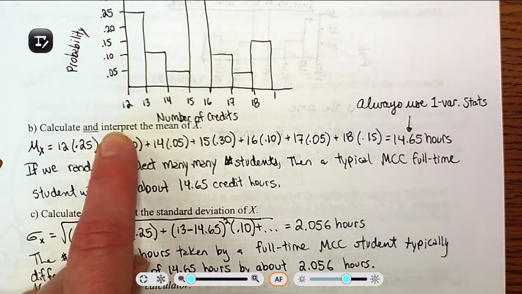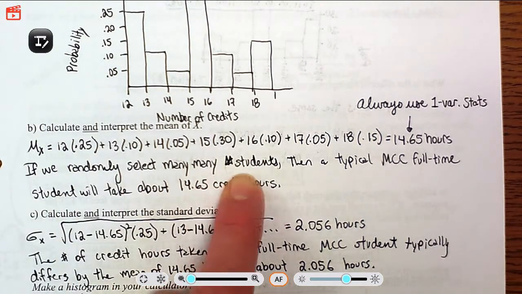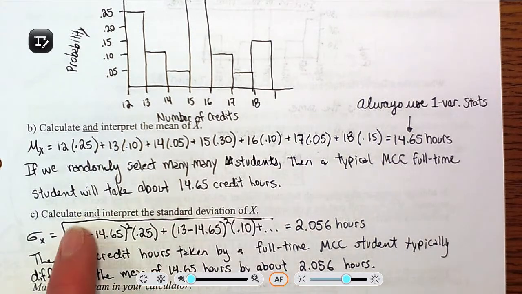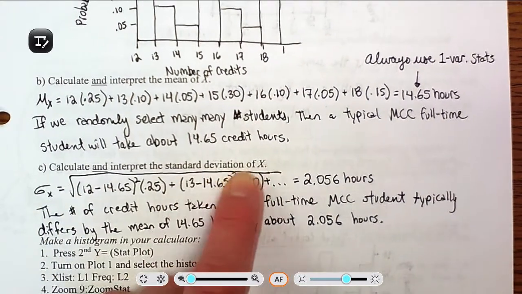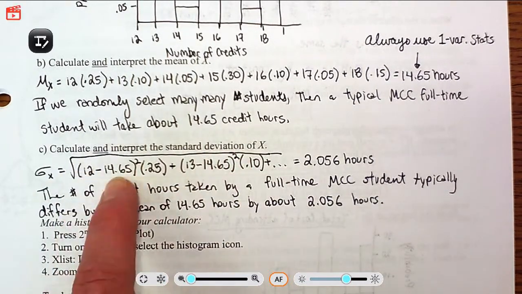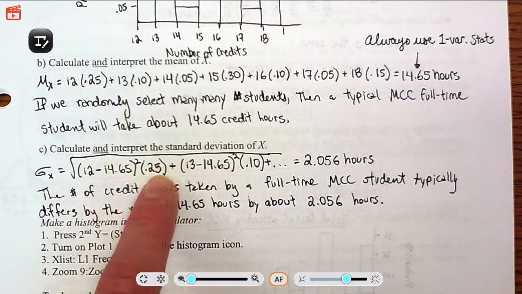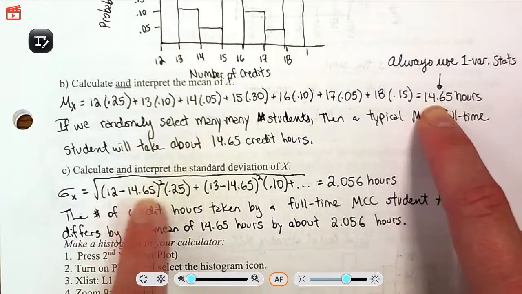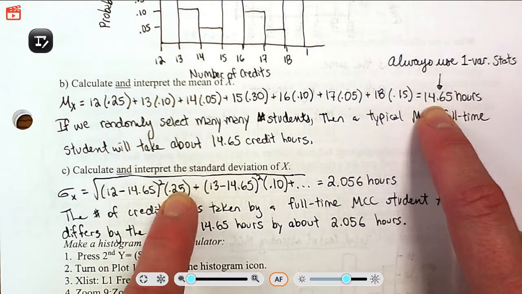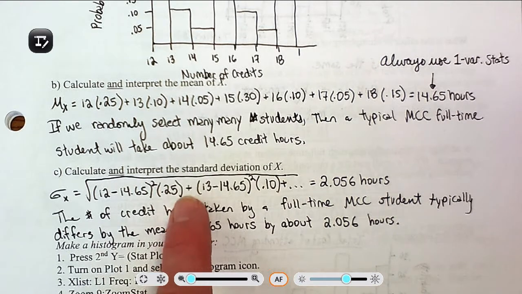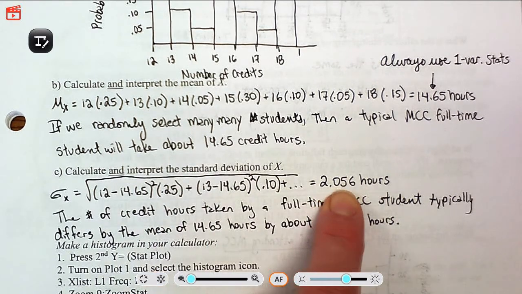And then to interpret: if we randomly select many students, then a typical MCC full-time student will take about 14.65 credit hours. Calculate and interpret the standard deviation of X. Sigma x is equal to the square root of each observation minus the mean squared times the probability of that observation occurring. So 12 has a probability of 0.25, and the mean is 14.65. So 12 minus 14.65 squared times 0.25, and then the 13, and so on. They're all summed together, and that equals 2.056 hours.